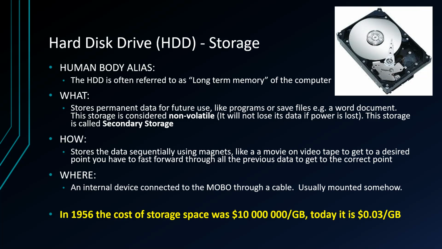In 1956, the cost of storage space was $10 million per gigabyte. Of course, computers back then were the size of entire rooms. Today, you can get data storage at a whopping price of 3 cents per gigabyte. So it went from 10 million per gigabyte to 3 cents. That's crazy. Now, that's not even accounting for inflation. 10 million in 1956 is a far bigger number than 10 million in modern time. So there's actually an even bigger difference when you think about it.